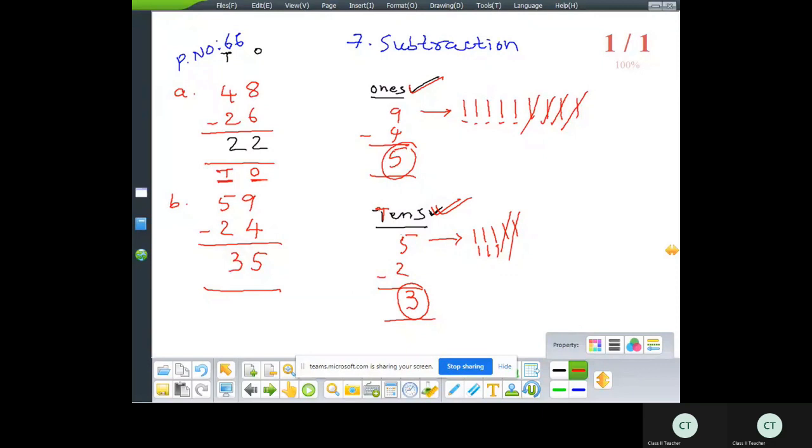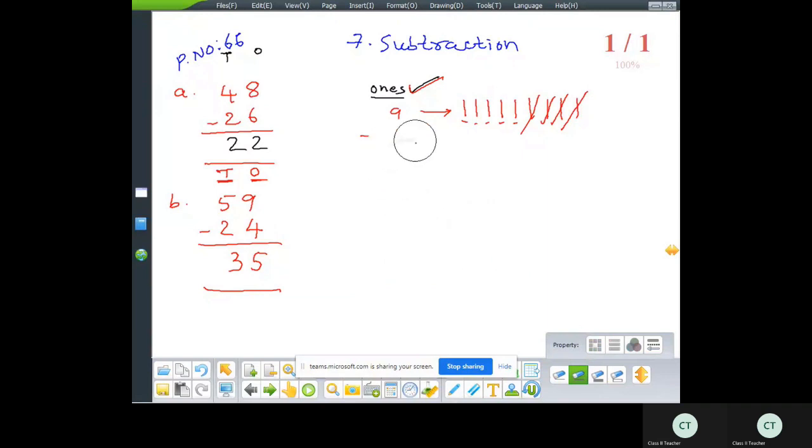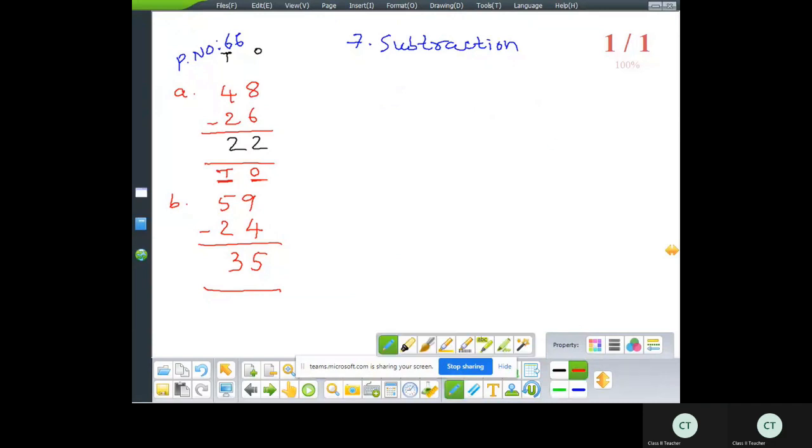Yes, 59 minus 24 is equal to 35. Okay, this is B1. Next, question C. C question: 68 minus 20.